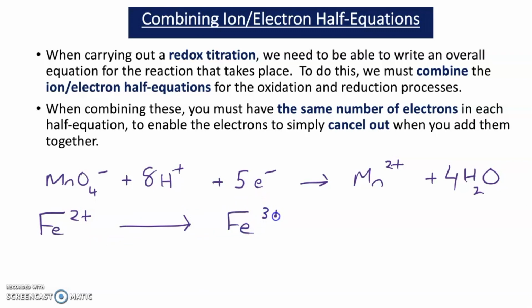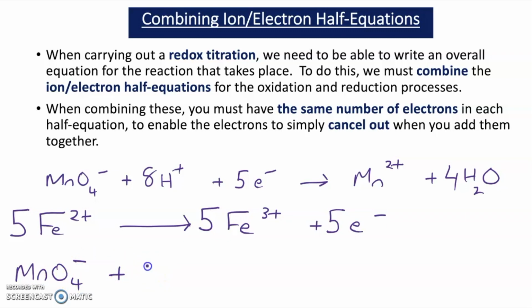So now imagine that the manganate 7 ion has oxidized Fe2+ to Fe3+. I would be able to write a half equation for the oxidation that has taken place. So Fe2+ would go to Fe3+ plus an electron. So to combine these equations, I need to get the electrons the same in both equations. So I times the bottom equation by 5 so that I have 5 electrons. And then if I add these two equations together, the electrons cancel out.